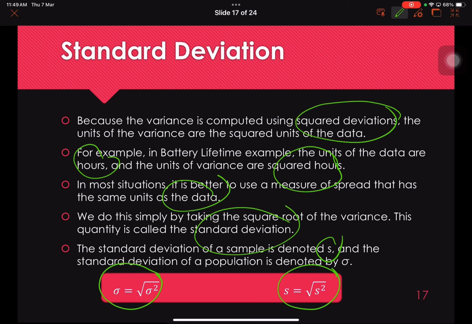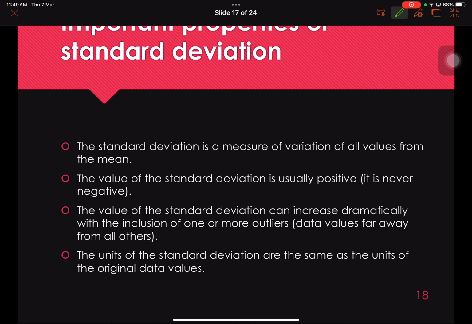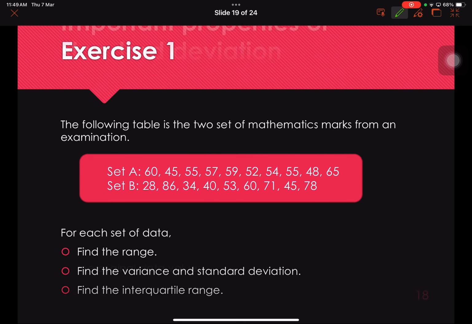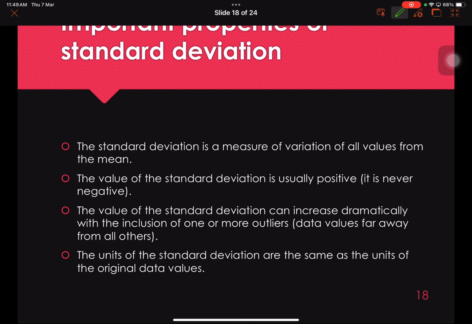What do we have for examples? Oh no, not yet. The standard deviation is a measure of variation of all values from the mean. This one is the same as the variance just now. We take the data minus the mean. The value of standard deviation is usually positive. It is never negative.